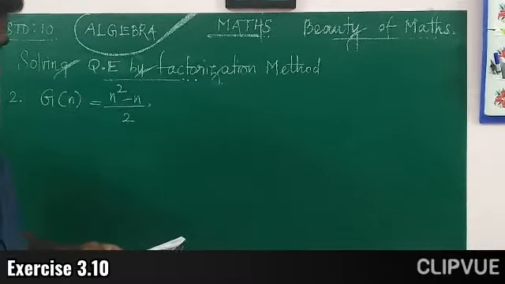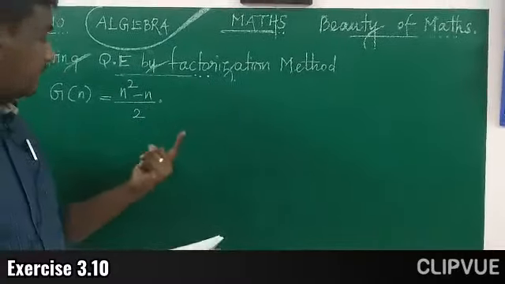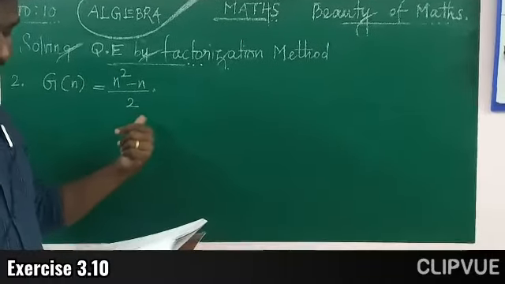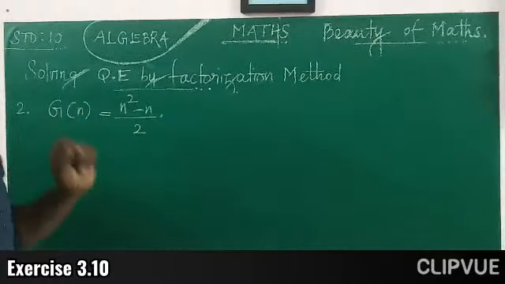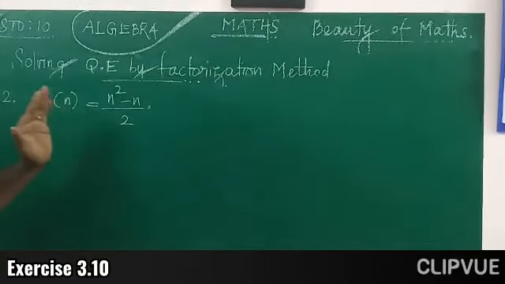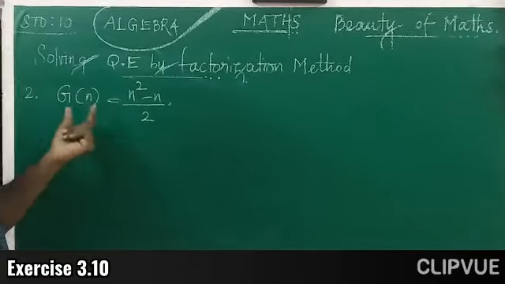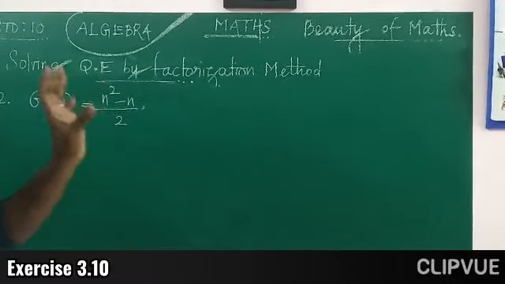A league schedules 15 games. So the total number of games in the league is 15. How many teams are in the league? So we are going to find the value of n. Here g of n, the total number of games, is equal to n square minus n divided by 2.